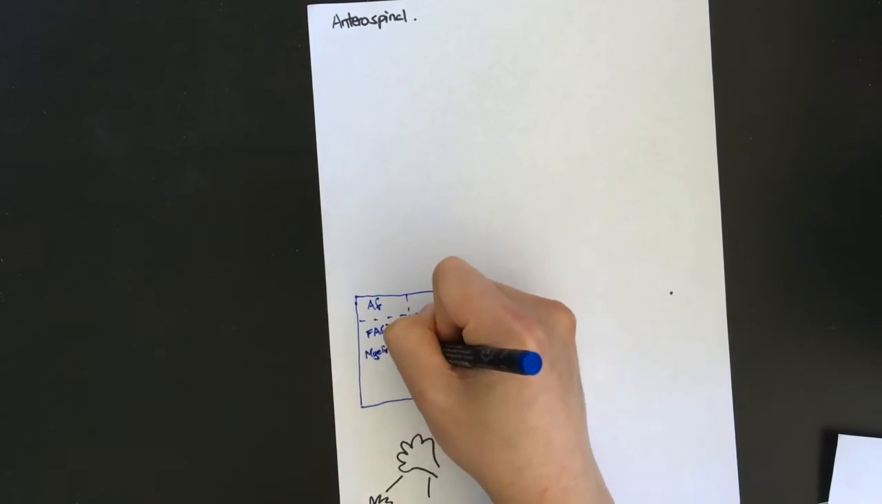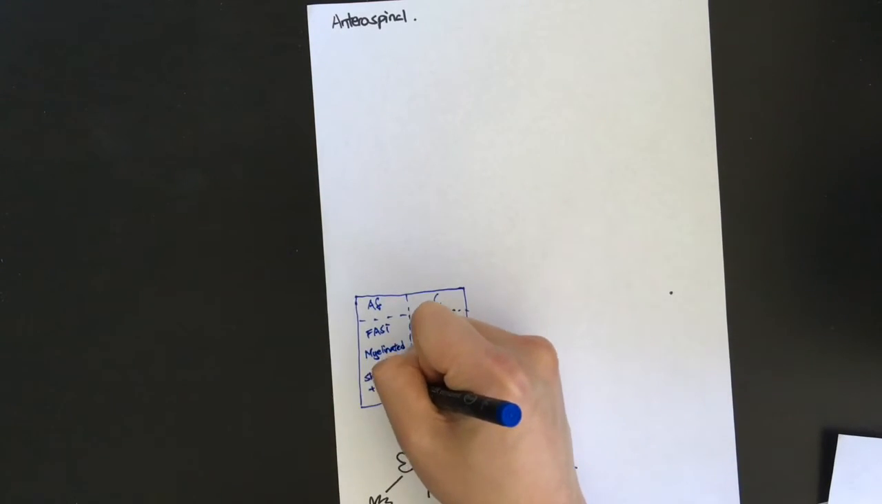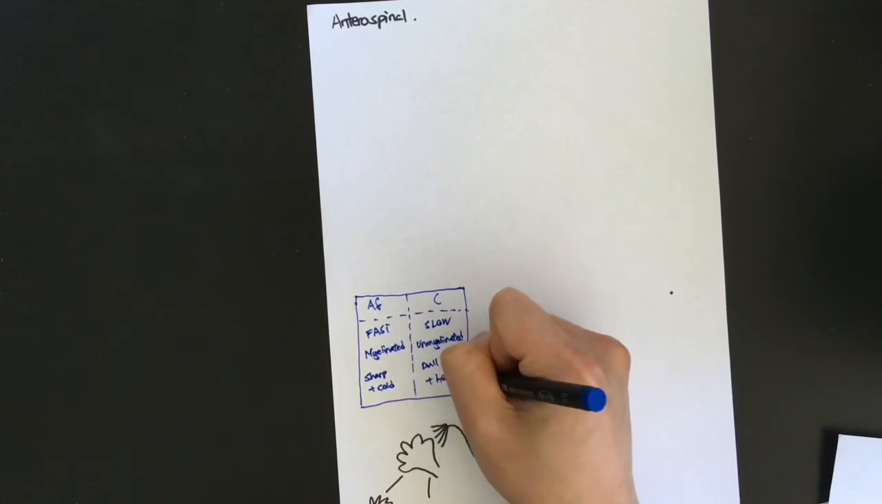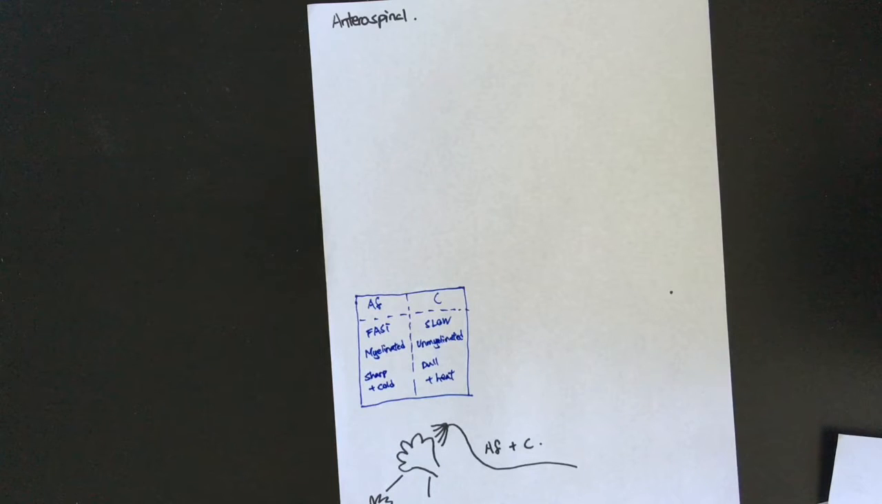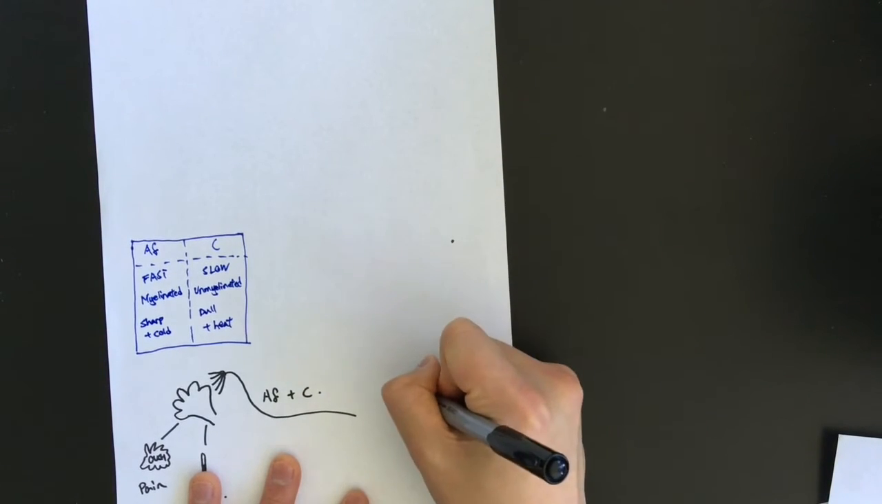Our A delta fibers are myelinated compared to unmyelinated C fibers. And A delta fibers convey sharp pain and cold temperatures, whereas C fibers convey duller pain and hotter temperatures. Okay, so going back to our pathway.